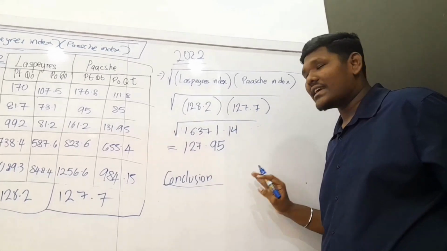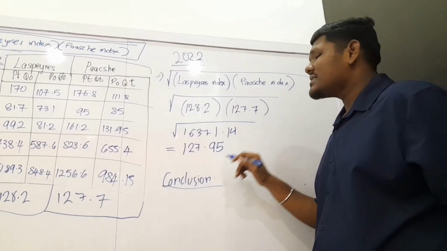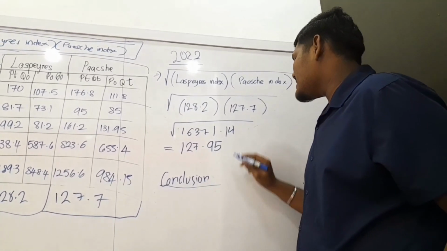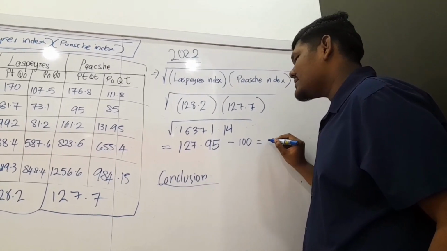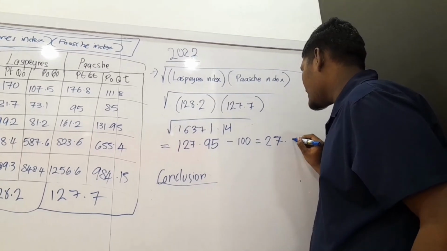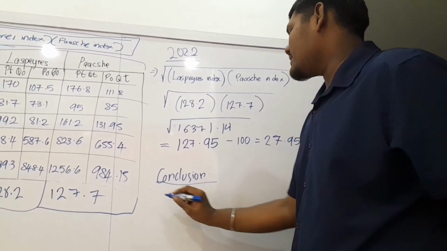And for conclusion, as usual, we have to change it to percentage. For percentage, we have to minus 100. And the answer should be 27.95. Okay, let's do the conclusion.